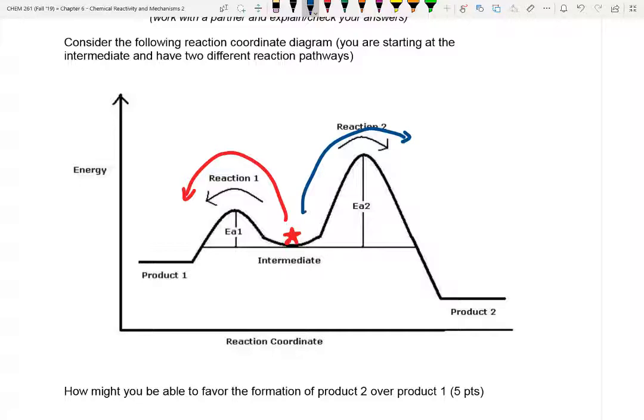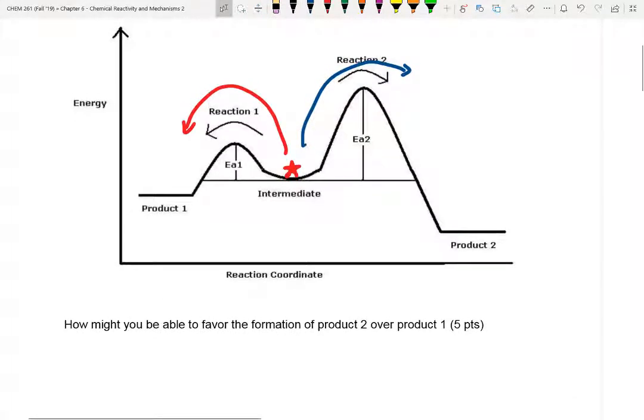So these are two different routes we can go through to get to product 1 or product 2, depending on the direction. My question for you is, how might you be able to favor the formation of product 2 over product 1? So talk about this with your neighbor and see if you can come up with an idea to get product 2 over product 1.